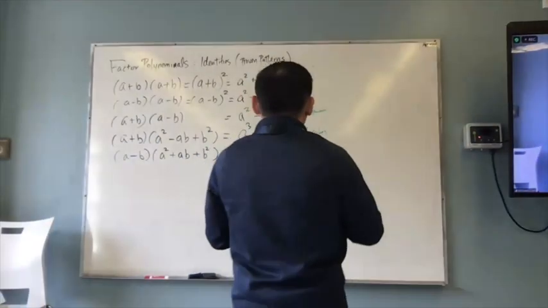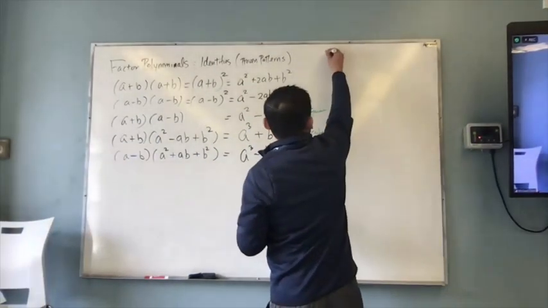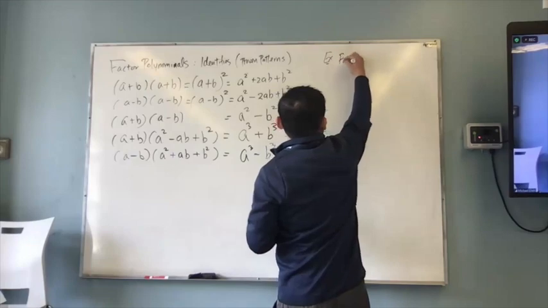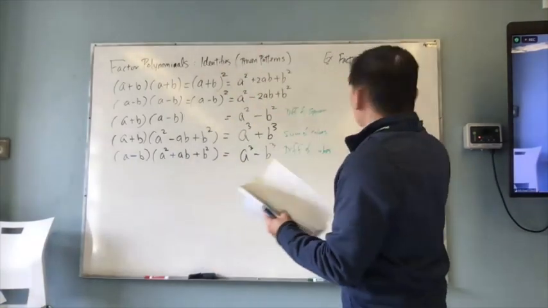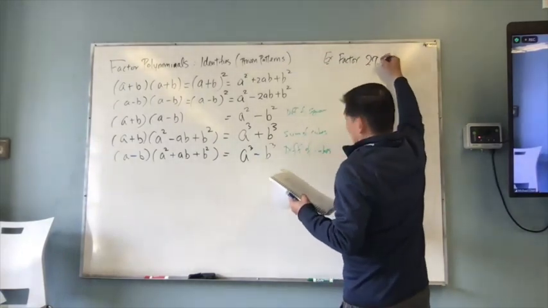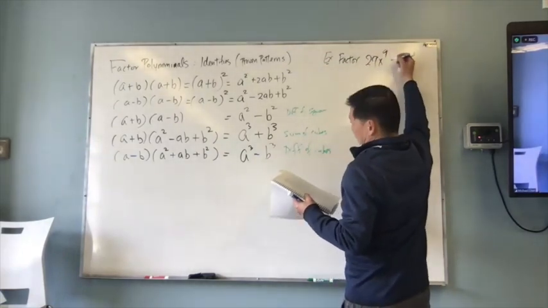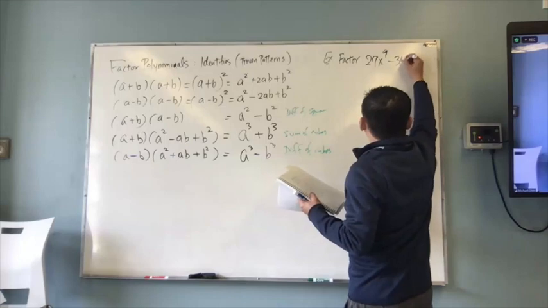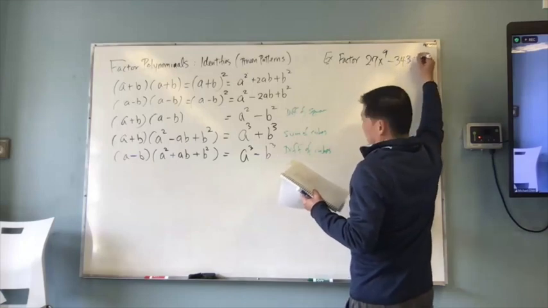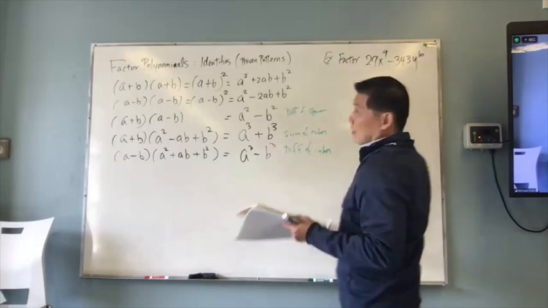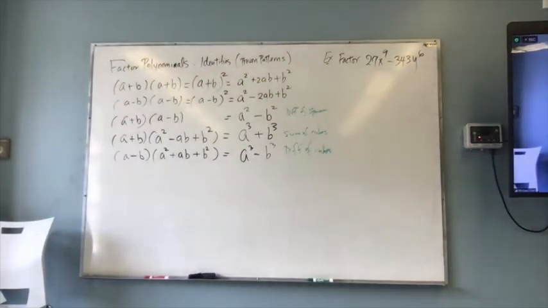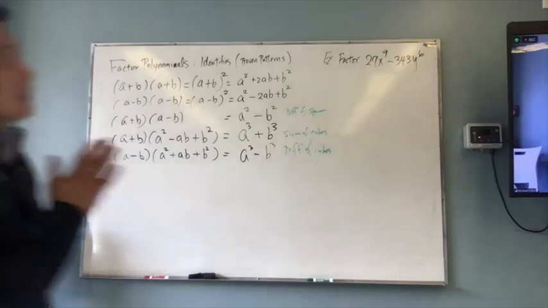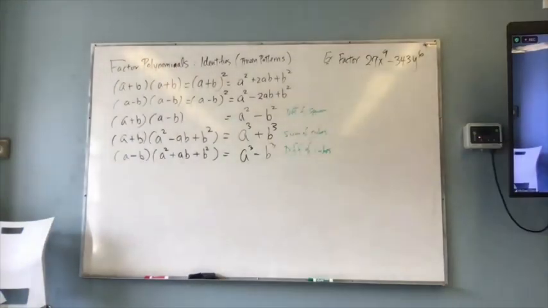Here is an example. I ask you to factor 27x to the 9th power minus 343y to the 6th power. Okay, so if you look at this, you say, I need to use an identity to solve this problem. Can you see?